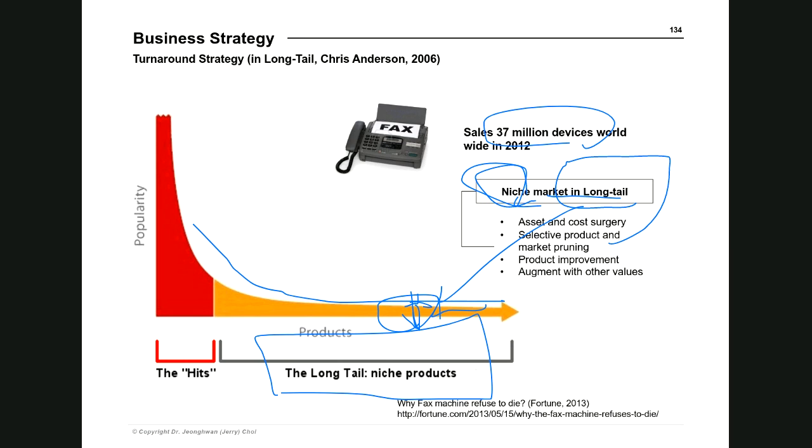For family sewing machine. Family sewing machine? That was quite popular many years ago. And how about now? If we produce the family sewing machine, can we survive? Yes, because there is a long tail.